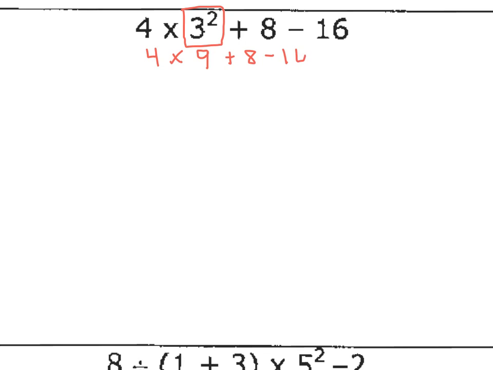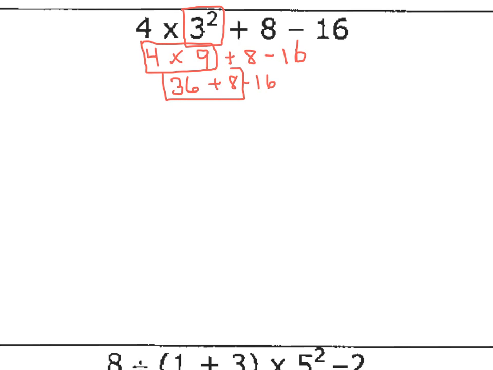So now what do we have left? We have multiplication, we have addition, and we have subtraction. So next we do multiplication. 4 times 9 is 36. And rewrite. Remember, if I'm writing this down, you should be writing this down as well. Now we have addition and subtraction. So they go together, and so we solve it from left to right.